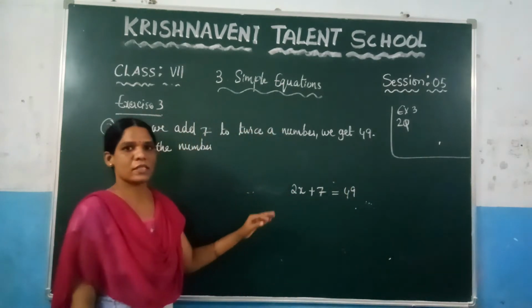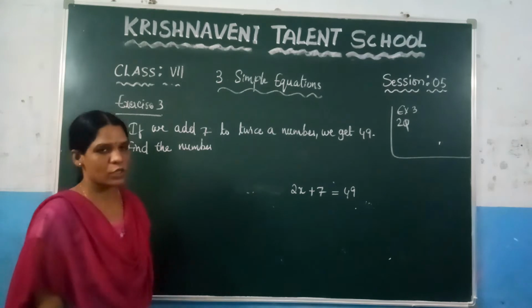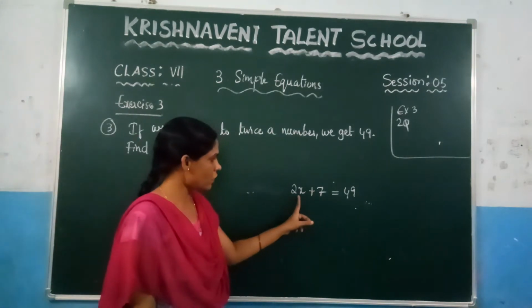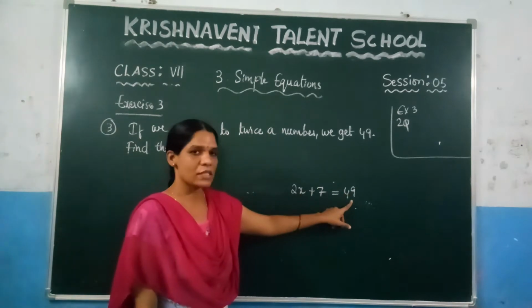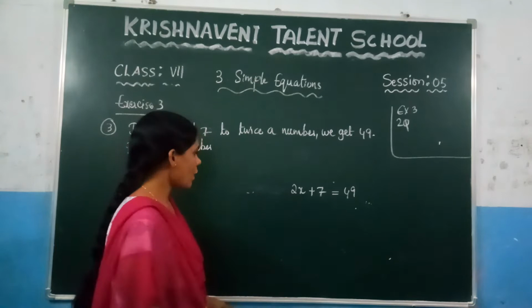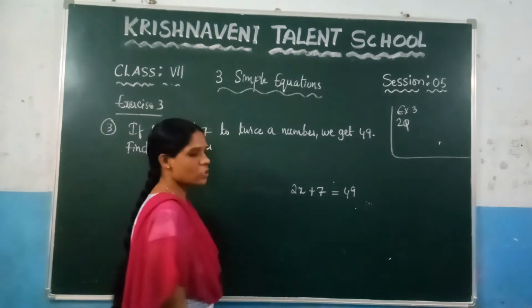So if you get this condition, what should be the value of x? This is the question they are asking here. If we add 7 to the twice of a number, you are getting the result which is 49. You need to find what that number is. So how do you find it? By using the transposition method.